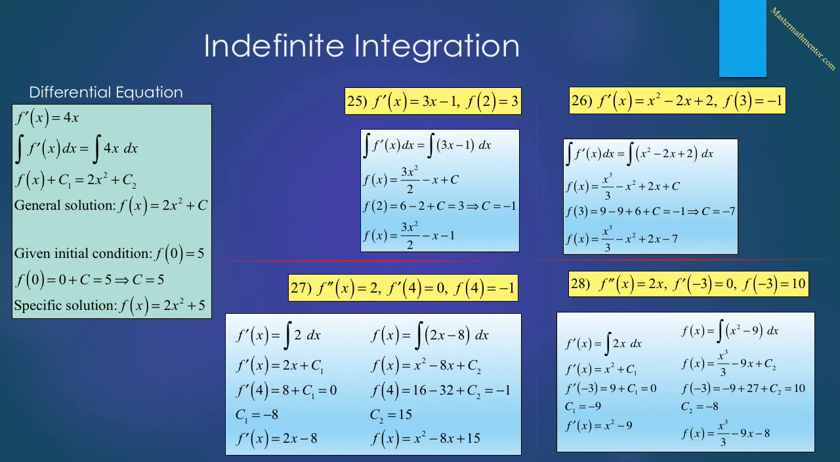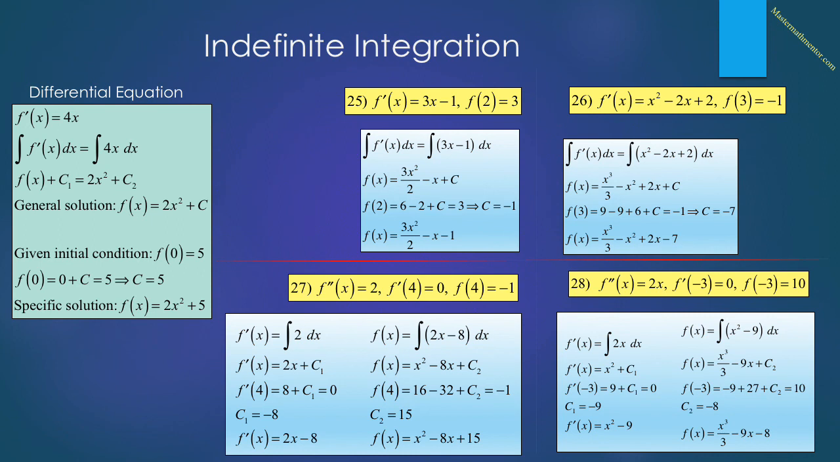In 28, we have another second order differential equation. We're given that f double prime of x equals 2x, f prime of negative 3 equals 0, and f of negative 3 equals 10. We start by finding f prime of x, which is equal to the integral of 2x dx. So f prime of x equals x squared plus c1. And plugging in negative 3, we get f prime of negative 3 equals 9 plus c1, and that's equal to 0. That gives c1 is equal to negative 9, and f prime of x equals x squared minus 9.